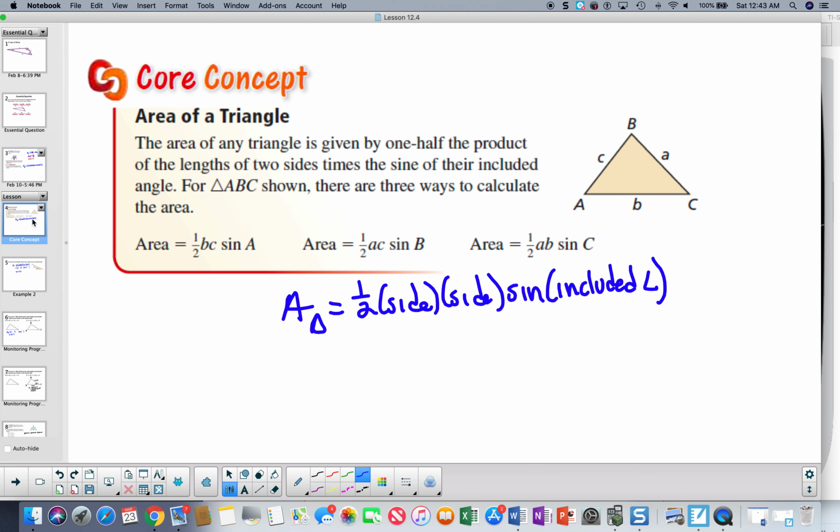All right, so here is the core concept. If you use angle A, you will be using these two sides, B and C, 1/2 BC sine of A. If you end up using angle B, you'll be using these two sides. If you end up using angle C, you'll be using these two sides because this is the included angle. But again, 1/2 side times the sine of the included angle, and then you don't have to worry about letters.